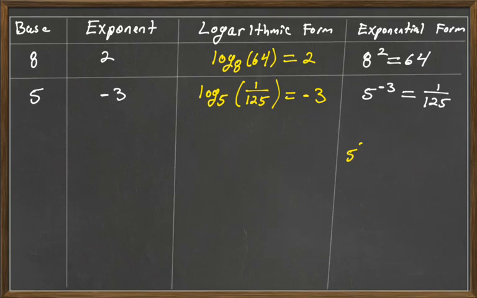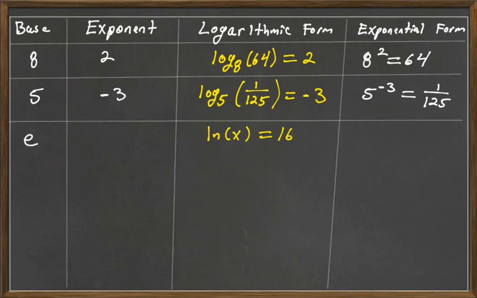Okay, I think we got 2 more. We're almost done here. Alright, so we're going to do the natural log of x is equal to 16. So you got to be a little bit more careful here. ln always is base e, so the base here is e. The log is always equal to the exponent, so the exponent is 16. So we have e to the exponent of 16 is equal to x.